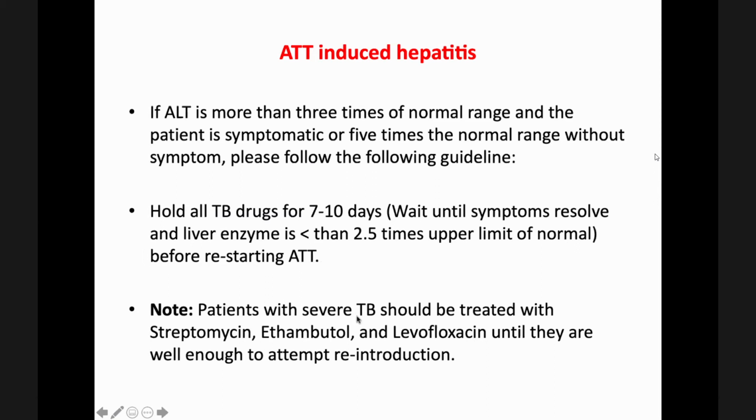Note, a patient with severe TB should be treated with another regimen known as a modified regimen. Severe TB includes CNS tuberculosis and TB pericarditis. In that case, you cannot stop the drugs for a longer duration. So you can use the modified regimen of streptomycin, ethambutol, and levofloxacin until they are well enough to attempt reintroduction of the other antitubercular drugs. Okay, so that's advisable.